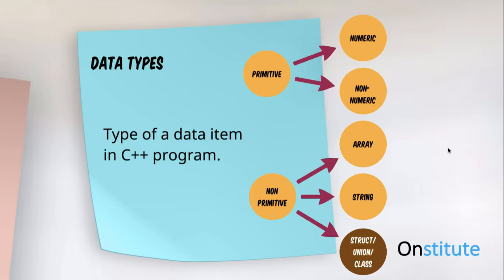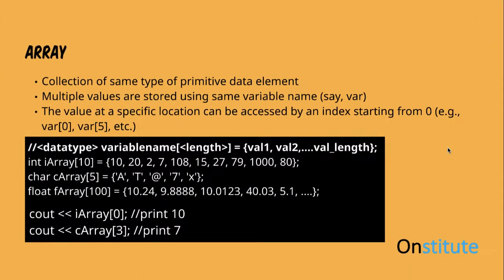Non-primitive data type can be subdivided into three different types. The first one is array. Array means a collection of the same type of primitive data element. For example, an array of integers, an array of characters, or an array of floating point numbers, something like that. We will learn about it in more detail later.